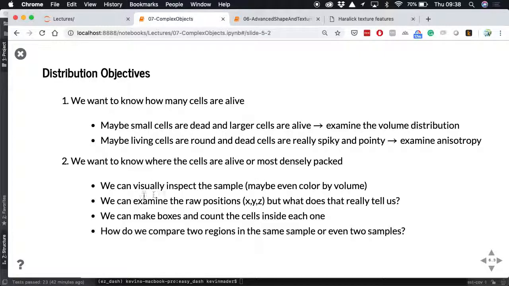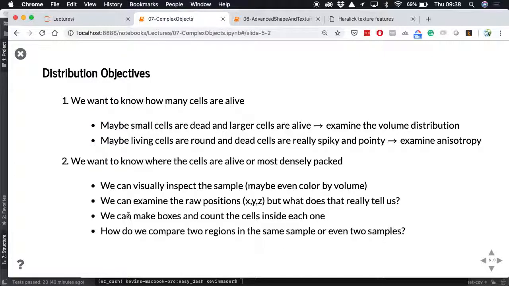And so, if we want to know which cells are alive or more densely packed, we can examine the raw positions. We can do a visual inspection of the sample, but again, that's not quantitative. We can look at the sample and try to go through it, but we don't really see how to compare two samples together. If you looked at all the raw positions of the cells, you might be able to do something by looking at averages and standard deviations, and maybe if a cell were too far away from the average, it was more likely to be less dense.